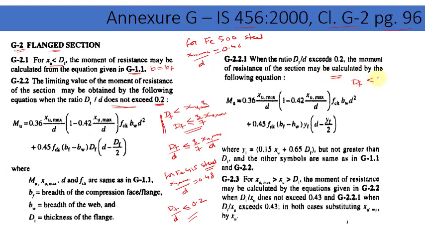Your depth of flange is again less than XU max, and we had the depth of flange greater than 3 by 7 times XU max. So same thing we can do. We can divide this by D. If I substitute the value of XU max by D as 0.46 for Fe500 or 0.48 for Fe415 steel, we'll get that dF by D is greater than 0.2. So here it's saying when the ratio of dF by D exceeds 0.2. So this is how you compute the limiting moment of resistance.